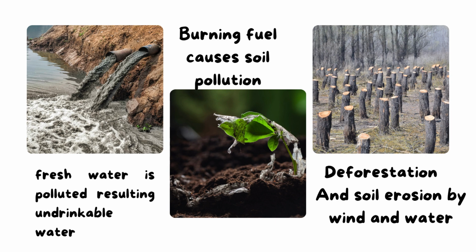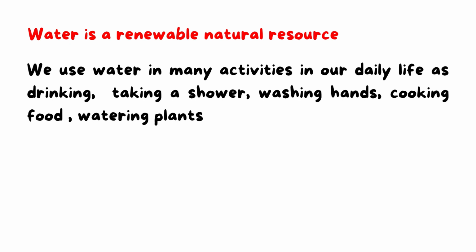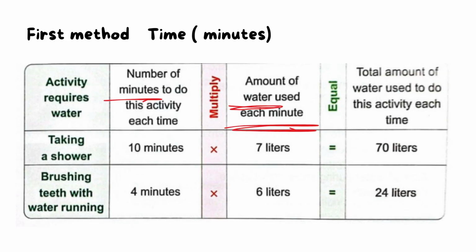Now we will move to activity 9 to show you how to calculate your usage of water, which is a very important natural resource. As water is a renewable natural resource, we use water in many activities in our daily life, such as drinking, taking a shower, washing hands, cooking food, and watering plants. So here we have two methods to calculate our usage of water.